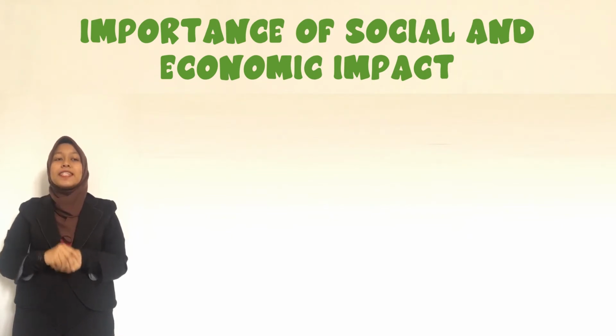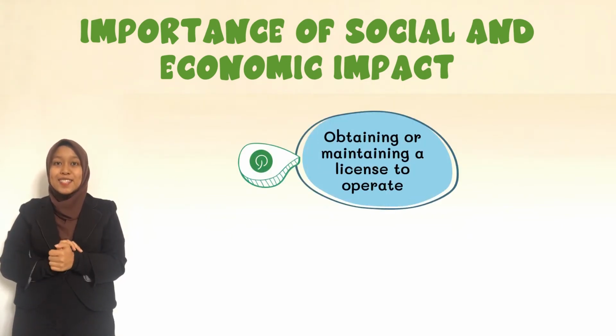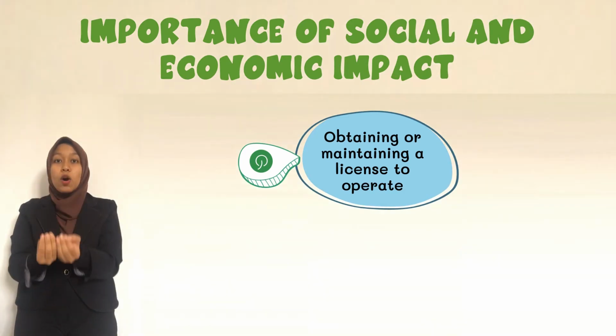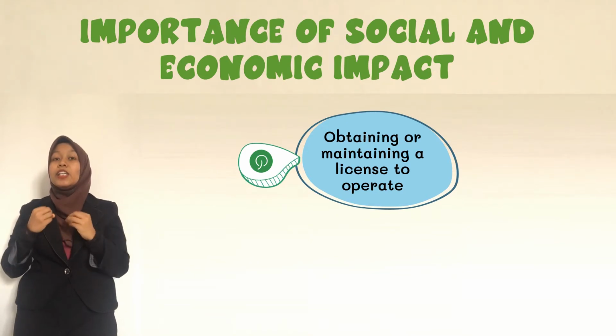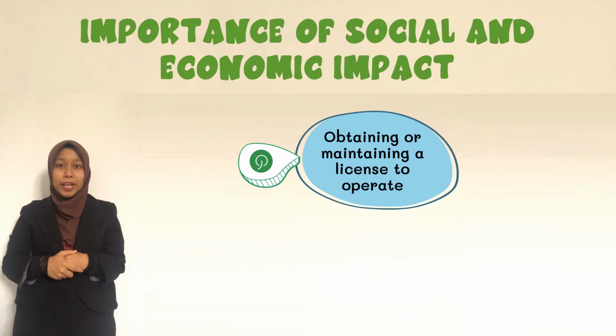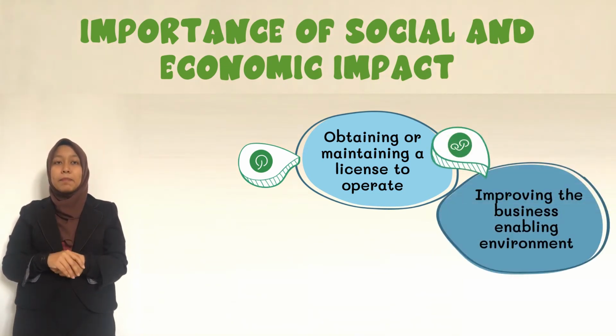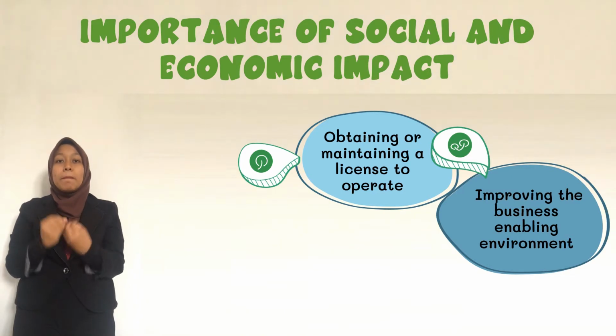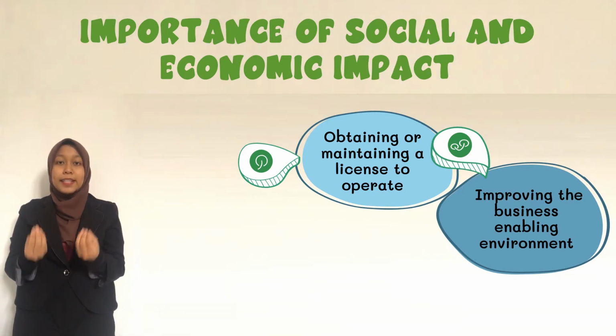There are a few importances of economic and social impact. The first importance is obtaining or maintaining a license to operate. By showing the positive sides of our company to the stakeholders, it will give opportunities for the company to obtain a new license to operate or maybe maintain the license that has been obtained. The second importance is improving the business enabling environment. It is for the company to show the policymakers that their business activities are contributing to the public policy goals.